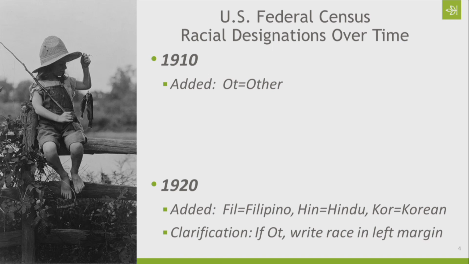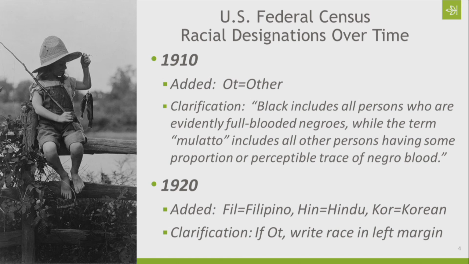The 1910 census, they actually recognized the need for an other category. So they added an other category, which is going to be designated by the initials in that race field of OT. They gave some clarification in the 1910 census also about African Americans, and this is a direct quote from the census enumerator instructions. It says, black includes all persons who are evidently full-blooded Negroes, while the term mulatto includes all other persons having some proportion or perceptible trace of Negro blood.